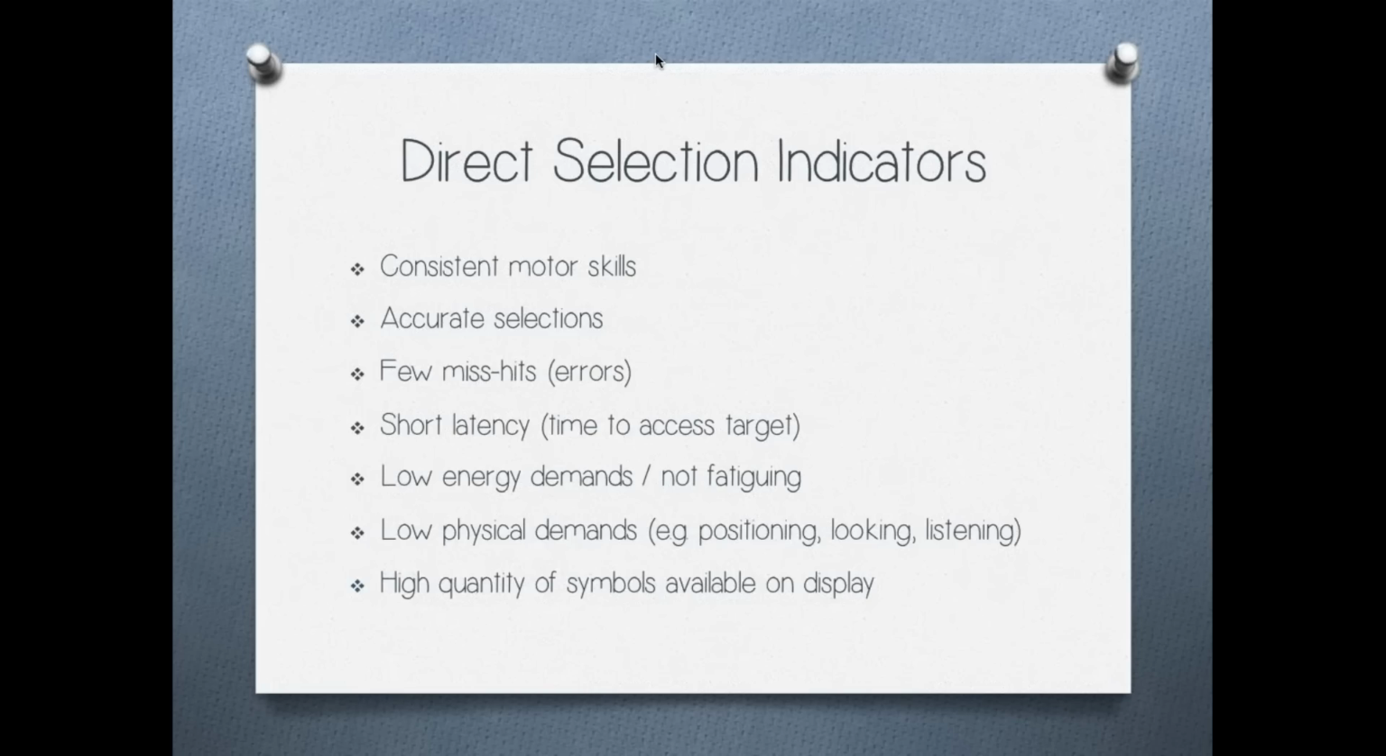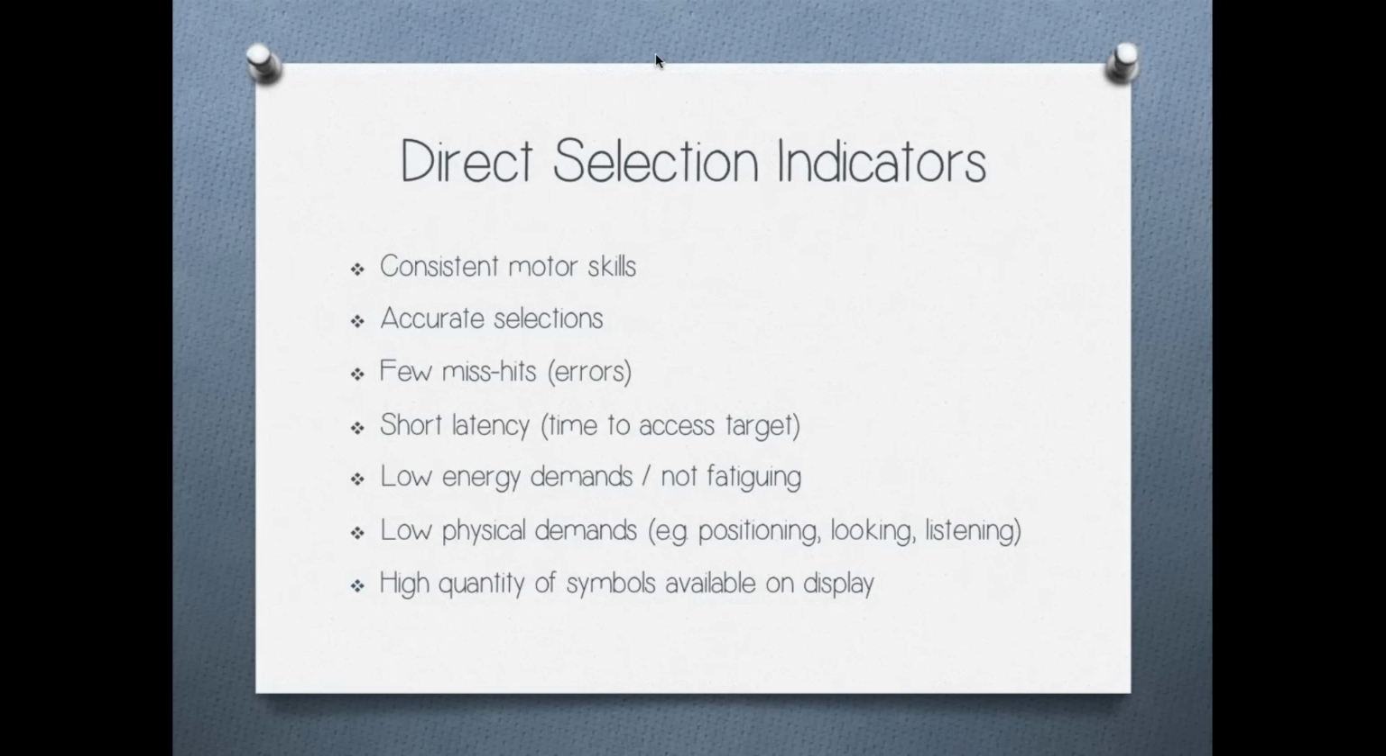What about the other physical demands? Are they keeping their body upright? Are they using their eyes and their ears? They may have cortical visual impairment, which Joe has, and that then takes effort. So think about that. And then maybe the most obvious indicator is how many symbols they are able to have on a display. A good direct selector can have accurate selection with good motor skills, few mishits, and a short latency, with a lot of symbols on the display. The fewer symbols you get on the display in order to accommodate direct selection, the closer you are moving to scanning. So for me, it's one of the hallmarks.